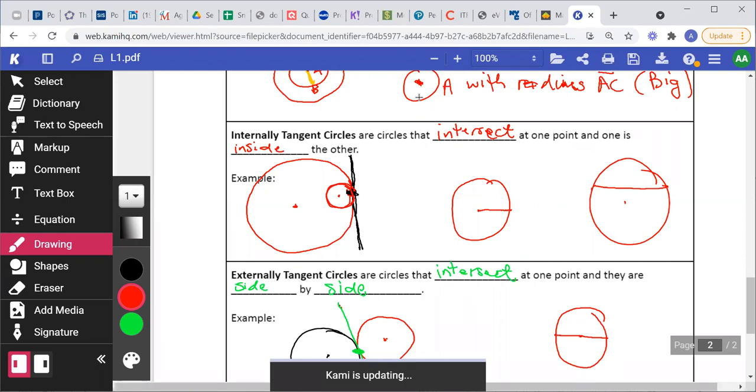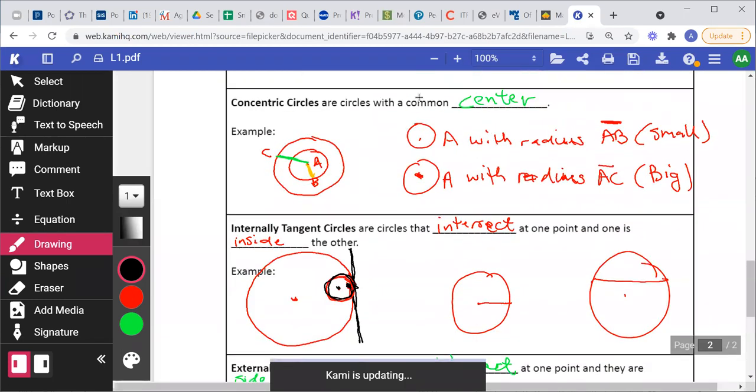As you can see here, the center of the big one is this red dot. Let me put the other circle in maybe black. The center of the small one is black, and the center of the big one is red. And externally tangent circles don't have the same center. They are side by side, outside each other, and they only touch at exactly one point. Okay, so these are the things we needed to learn today.